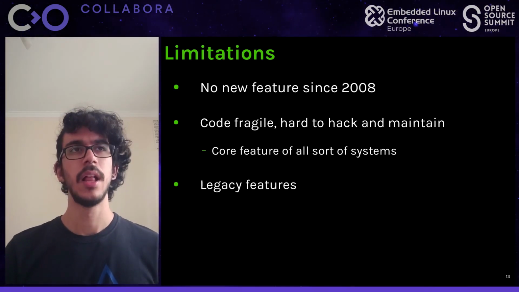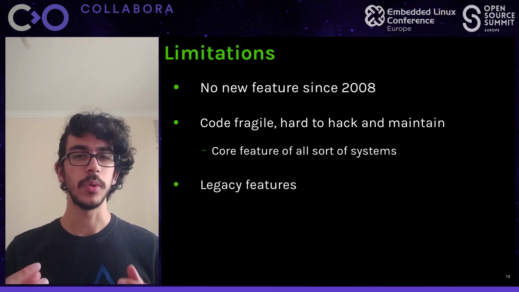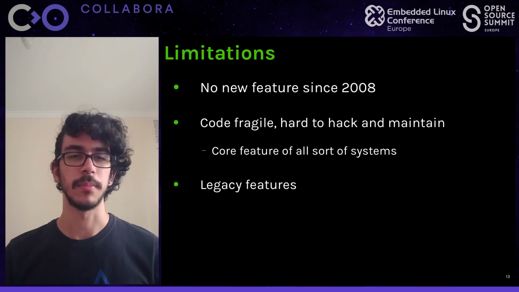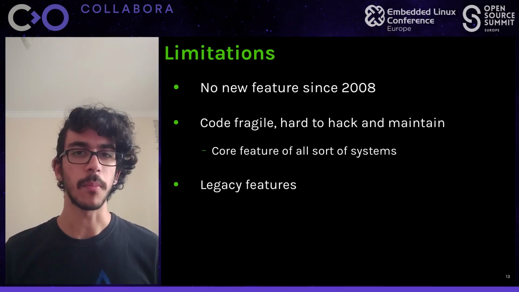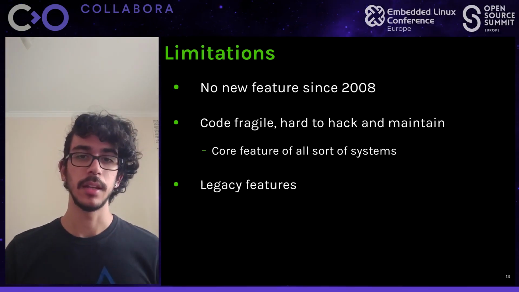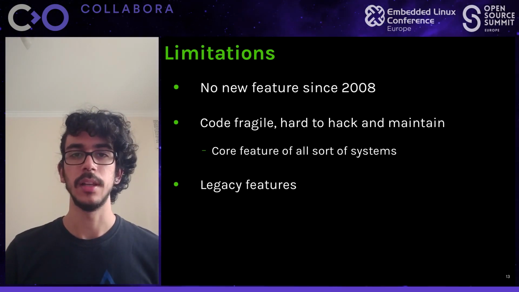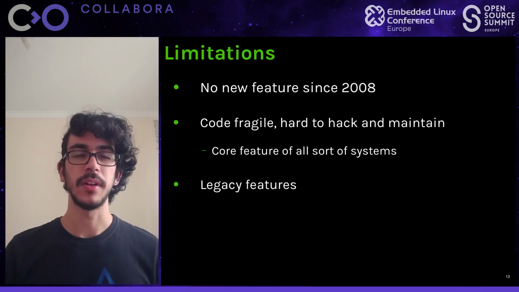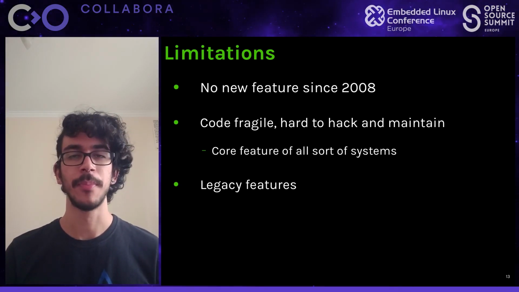This is because the code is very hard to modify and is very tricky to maintain. This was said by the maintainers themselves. And Futex is very important for all sorts of systems, and it's important to provide safe multi-threading and safe locking. So if there's a bug in Futex, this will give problems for a lot of people.